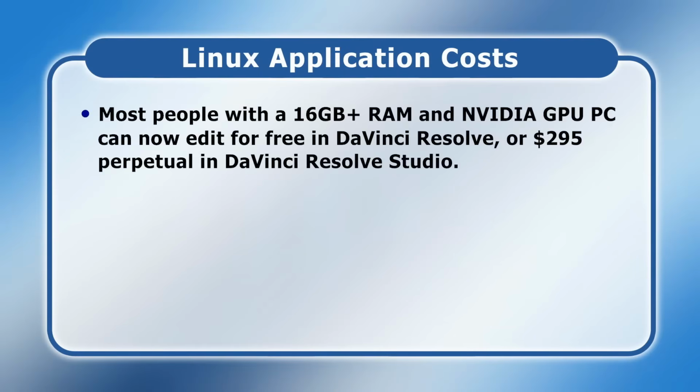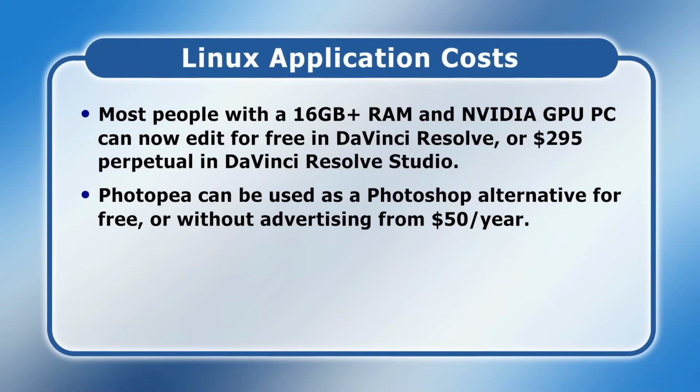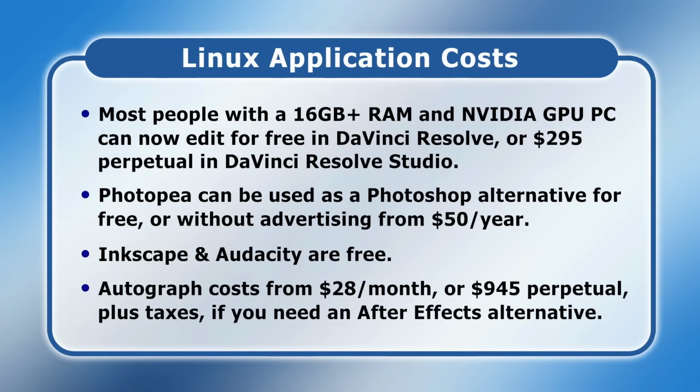To summarise what we've learned, today most people with a 16GB or more NVIDIA GPU PC can now edit for free in DaVinci Resolve, or for $295 perpetual in DaVinci Resolve Studio, although you may hit issues with media support if you use consumer video formats. Meanwhile, Photopea can be used as a Photoshop alternative for free or without advertising from $50 a year. Inkscape and Audacity are also free, but Autograph costs from $28 a month or $945 perpetual, plus taxes if, like me, you need an After Effects alternative.